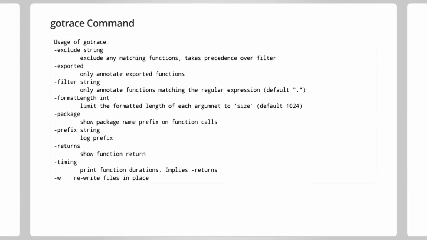This here shows the running of the gotrace program. It runs on files right now. You should probably add a way to run it on packages, but you can just give it a list of files. It'll rewrite them in place, kind of like gofmt or goimports. You can filter what functions or methods you're annotating. You can exclude them. You can exclude things that aren't exported.